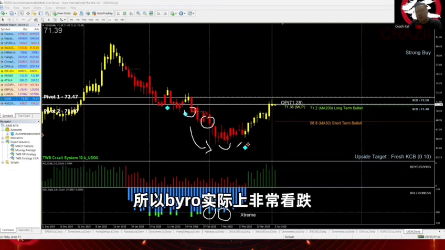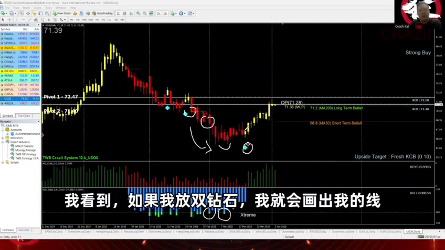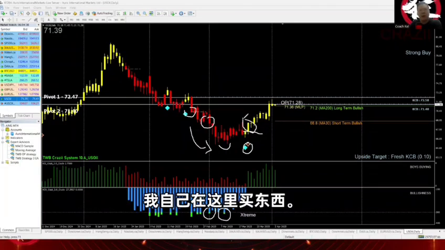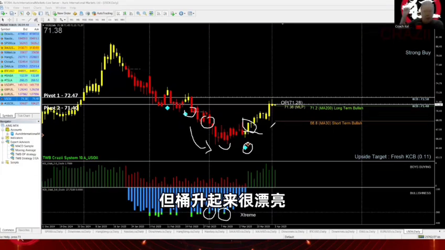So by right, it should be very bearish. But then again, I saw the double diamond. And I saw that if I put double diamond, I draw my line, I can buy here itself. So when I buy crude oil here, I was still bearish and I only bought a little bit. But the market goes up, right? So beautifully. So watch out, my friends.